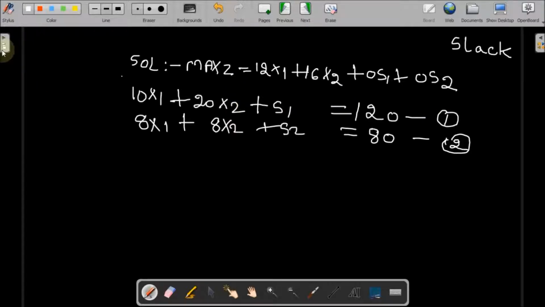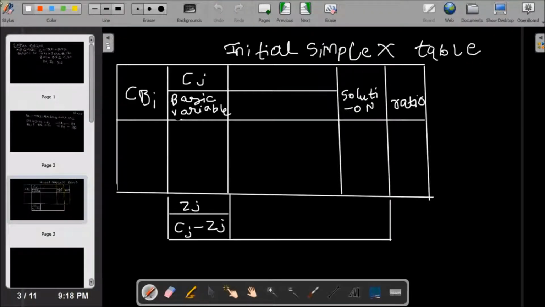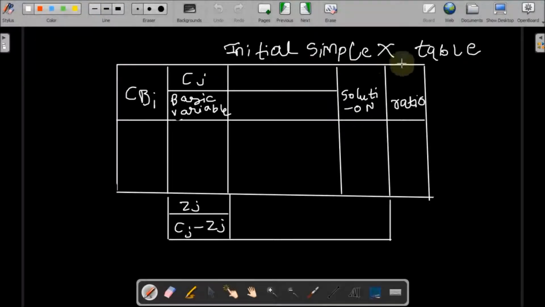Now after adding the slack variables, what you have to do is construct the simplex table. This is the initial simplex table. Several terms are used here: CBI, the cost, which I will explain, the basic variable column, the Cj column, the solution column, the ratio column, Zj, and Cj minus Zj. Now I will calculate the values for this initial simplex table, and then you will get an idea.